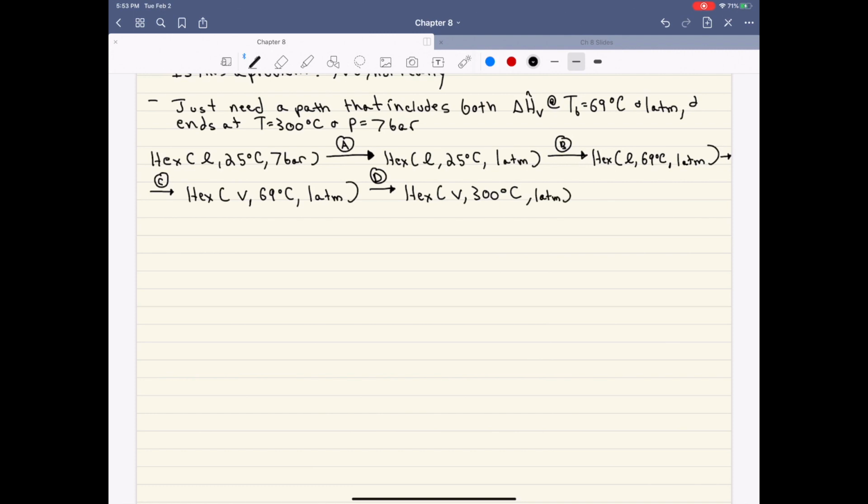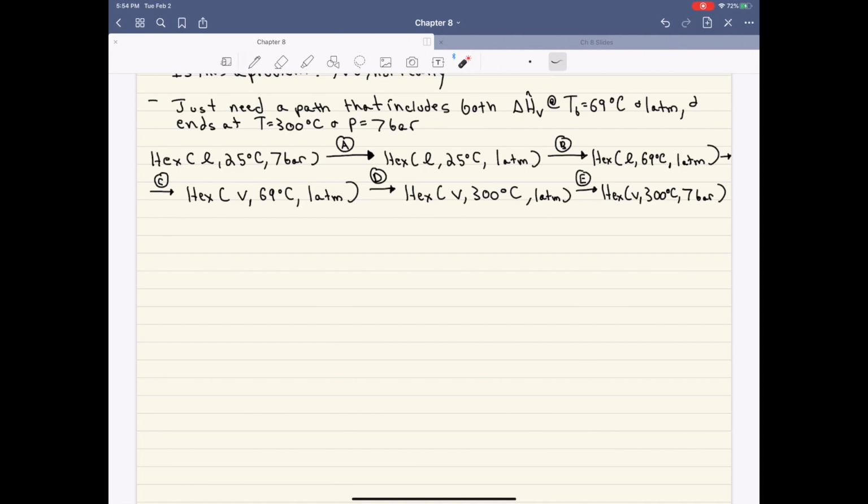And then finally, in our last step, step E, we're going to stay as a vapor, stay at 300 degrees C, and then just raise the pressure. Okay? Alright, and so that's what I mean by developing a hypothetical process path.